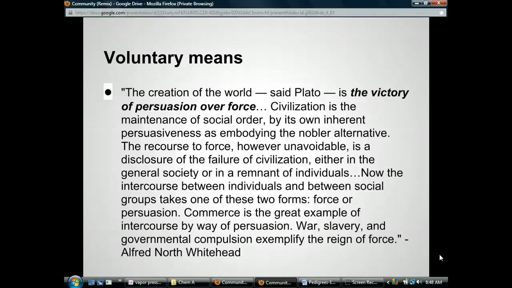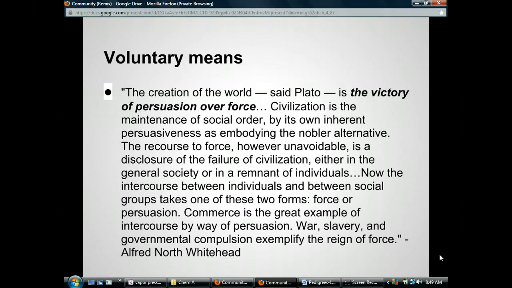This is one of my favorite quotes. Alfred North Whitehead was a historian and philosopher, and he wrote, "The creation of the world," said Plato, "is the victory of persuasion over force. Civilization is the maintenance of social order by its own inherent persuasiveness as embodying the nobler alternative. The recourse to force, however unavoidable, is a disclosure of the failure of civilization." I love that line. The recourse to force, however unavoidable, is a disclosure of the failure of civilization, either in the general society or in a remnant of individuals.